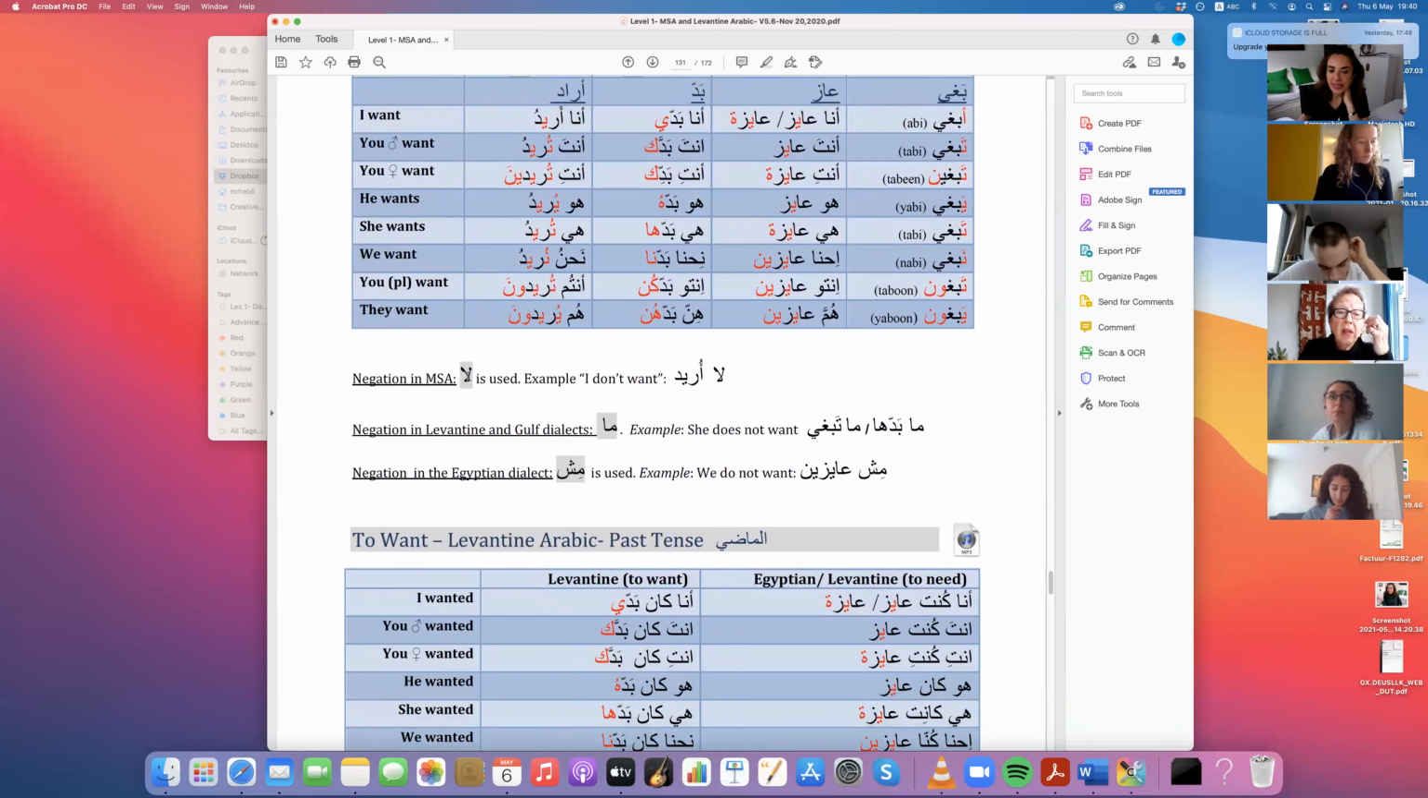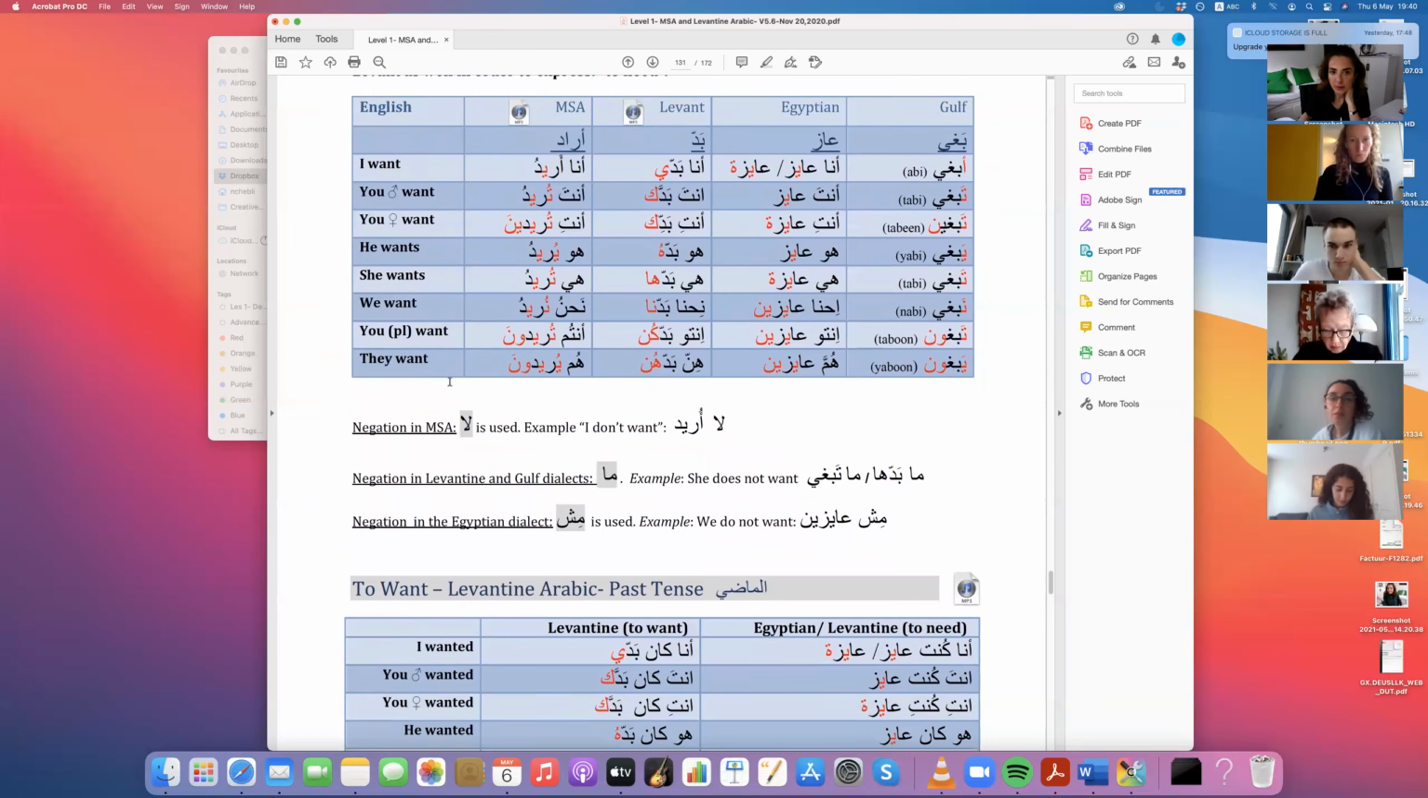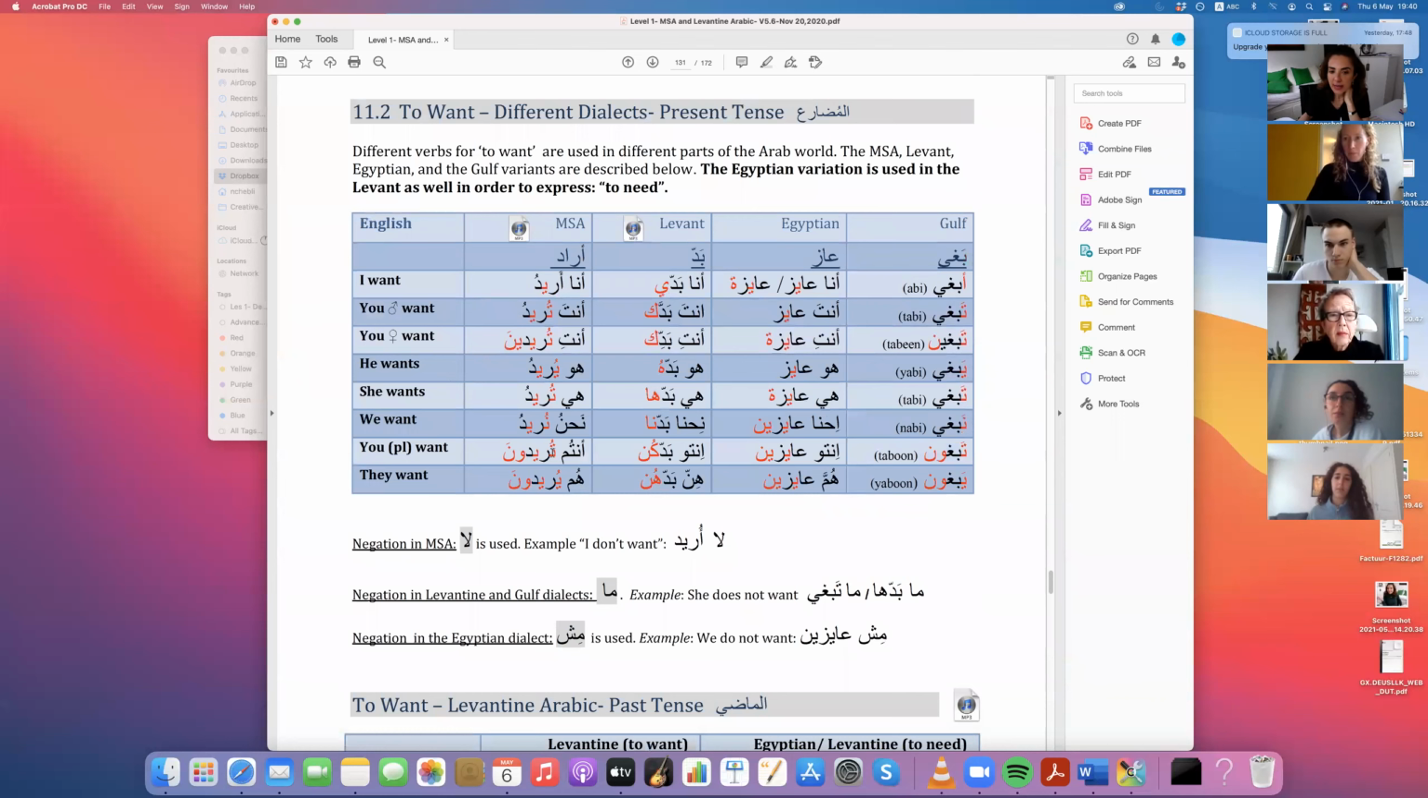How do you do the negation of verb arada? It's with la. Okay. So let's read that whole column, but within the negation. So I don't want, you don't want. Okay, yeah. I say the pronoun, you guys say don't want. Ana? La uridu.